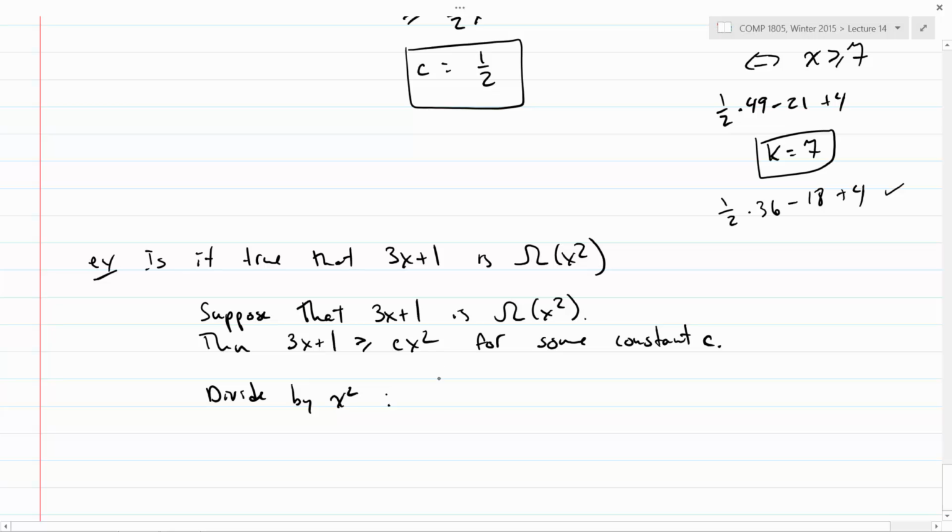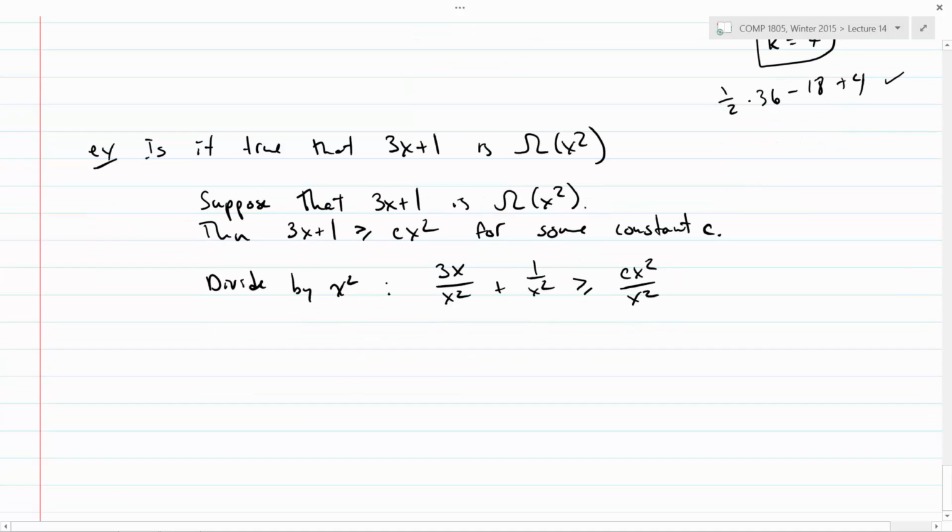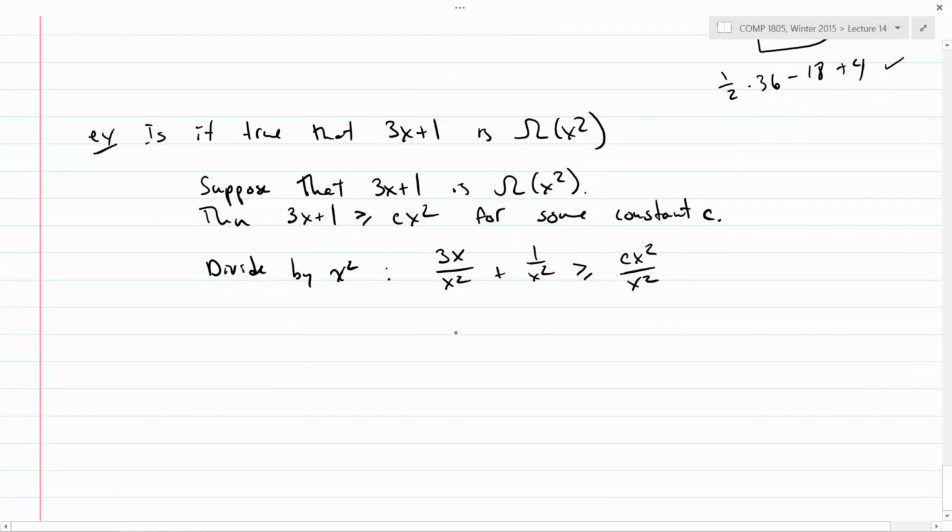Well, what's 3x? Well, we can write it out in full. 3x over x squared plus 1 over x squared is greater than or equal to cx squared over x squared. So this is the same as 3 over x plus 1 over x squared is greater than or equal to c. So what, sorry? Well, 3x over x squared, and that's 3x to the negative 1. Yeah, and that's 3 over x.